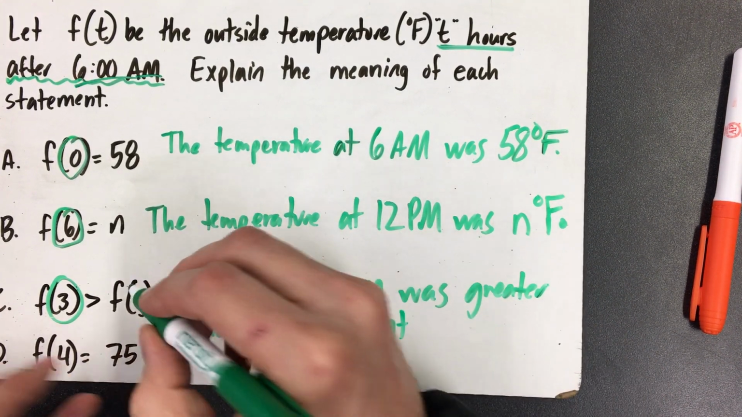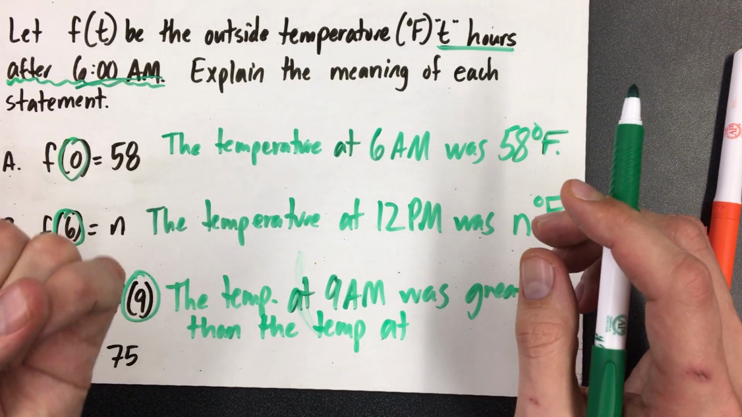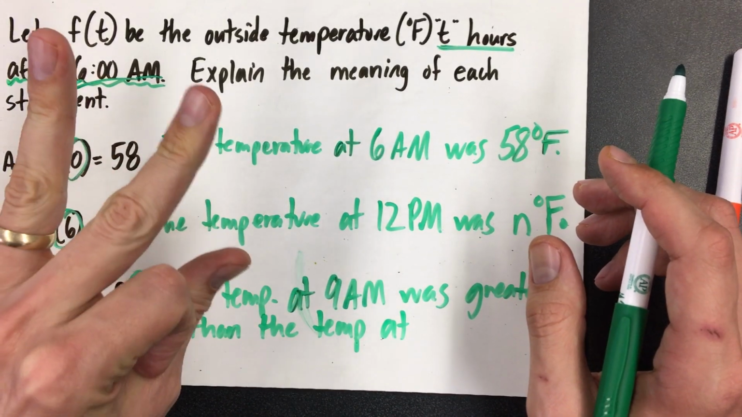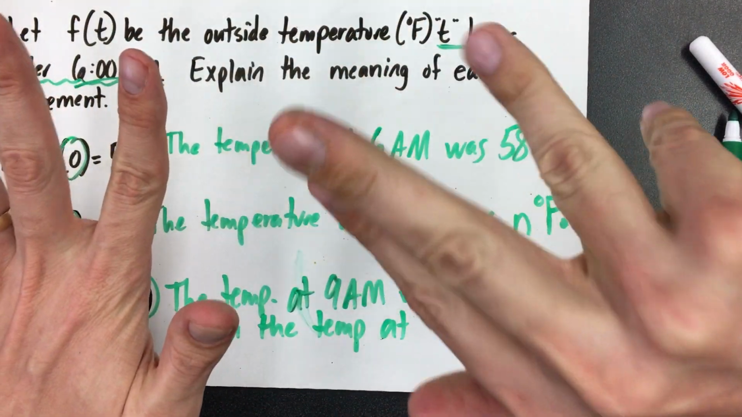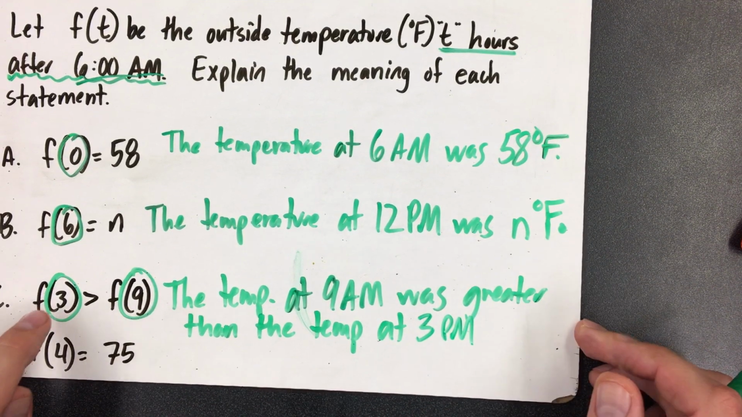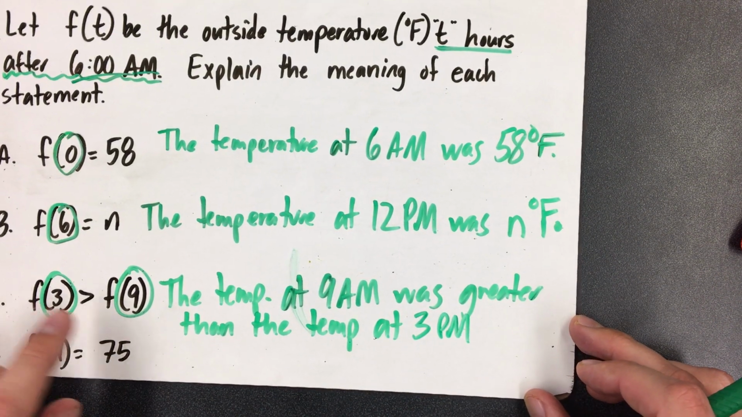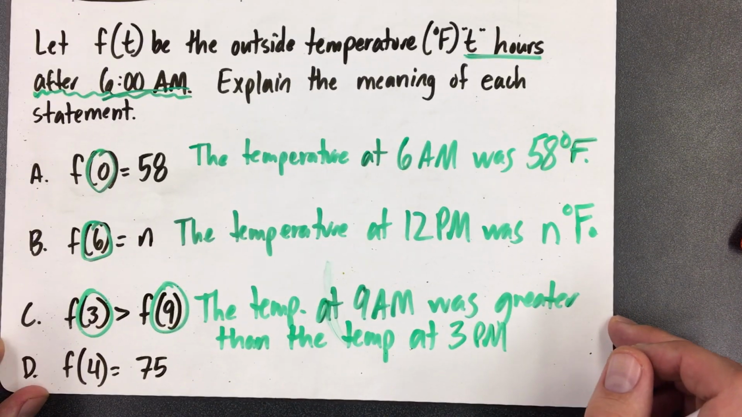That means 9 hours after 6 a.m. Oh, geez. What's going to be 9 hours after 6 a.m.? 7, 8, 9, 10, 11, 12, 1, 2, 3. 3 p.m. So the temperature at 9 a.m., 3 hours after 6 a.m., was greater than the temperature 9 hours after this, which was 3 p.m. That was kind of a hard one.